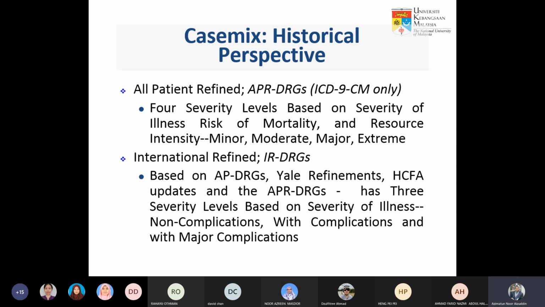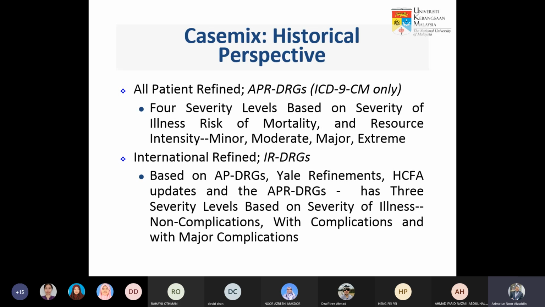So for severity, in which that is going to cover 4 severity levels based on severity of the illness, risk of mortality and resource intensity, in which that dia groupkan kepada tadi kita katakan kelas homogeneous class kan. So mula-mula dia homogeneous class sahaja, tak ada severity. Bila refine ni dia ada level of severity kepada minor, moderate, major and extreme.